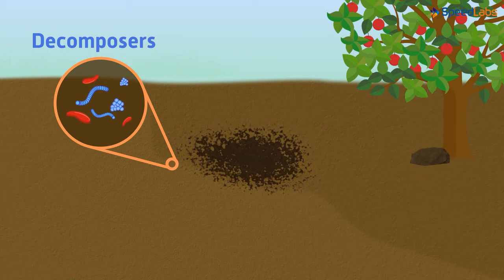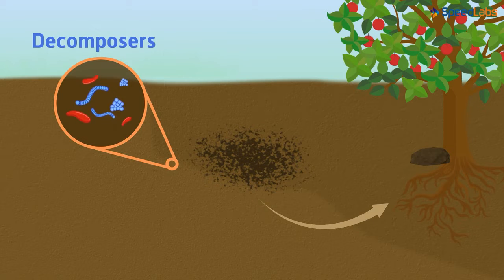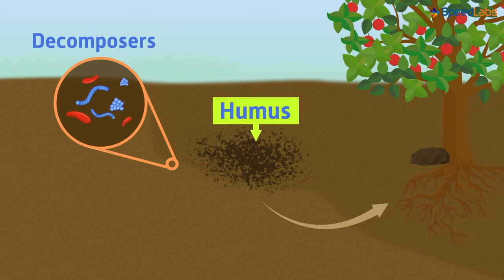The decomposition reaction helps in releasing certain nutrients in the soil. These nutrients are absorbed by the plants along with the water. The soil which is rich in these organic nutrients is called humus. This type of soil is extremely beneficial for the growth of plants.